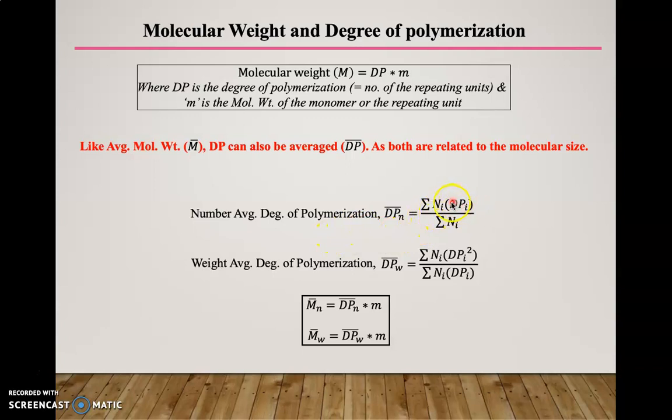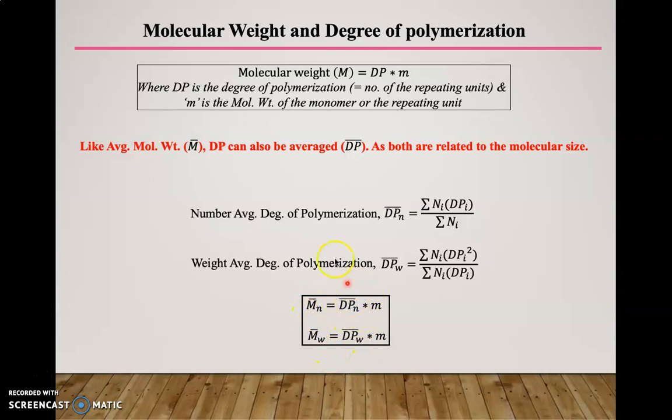so instead of Mi, we have here the degree of polymerization of that particular polymer chain. So summation Ni di upon summation Ni. Similarly for the weight average, the only thing is instead of Mi, we have those terms replaced by the degree of polymerization of that particular polymer chain. So it is a pretty similar formula which you can easily compare and try to understand.